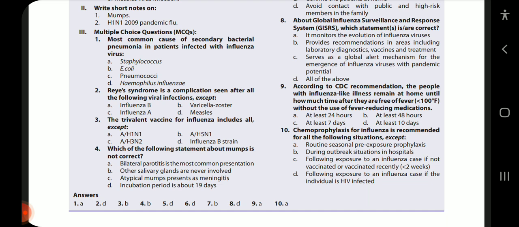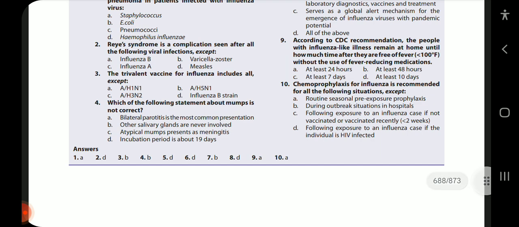Now about the Global Influenza Surveillance and Response System (GISRS), which statements are correct? It monitors the evolution of influenza virus, yes. Provides recommendations in areas including lab diagnosis, vaccine and treatment, yes. Serves as a global alert mechanism for the emergence of influenza viruses with pandemic potential, yes. So all the above are correct. According to CDC recommendation, people with influenza-like illness should remain at home until they are free of fever, less than 100 degrees Fahrenheit, without the use of fever-reducing medication for at least 24 hours.